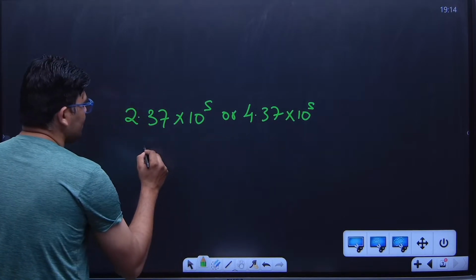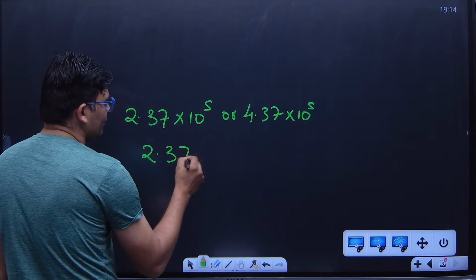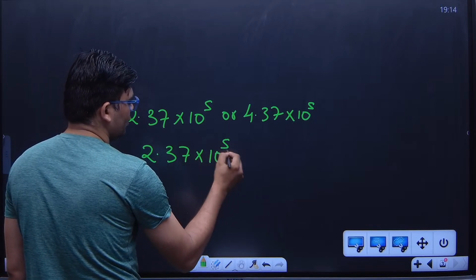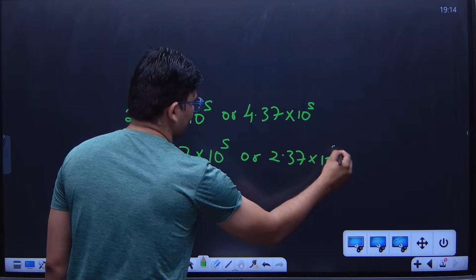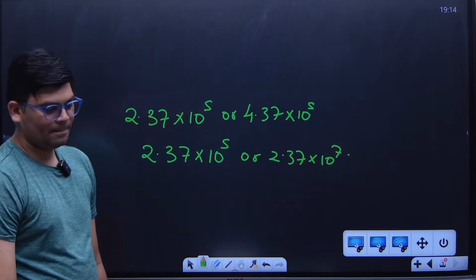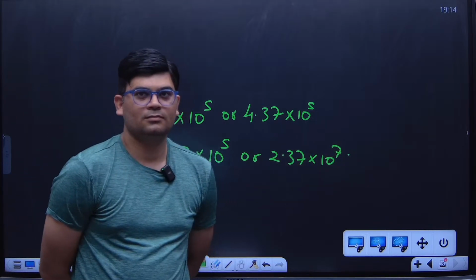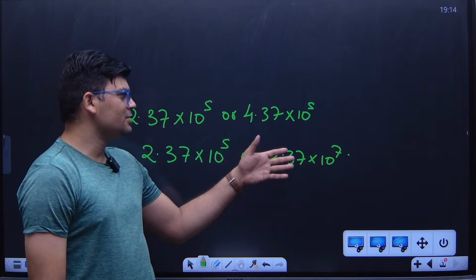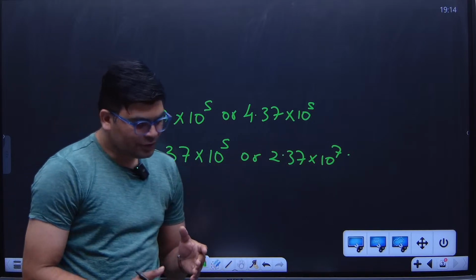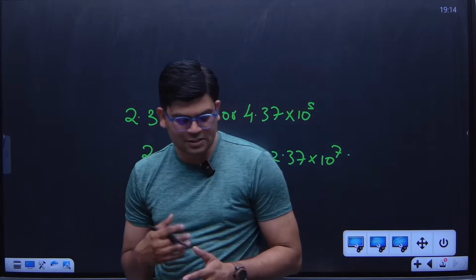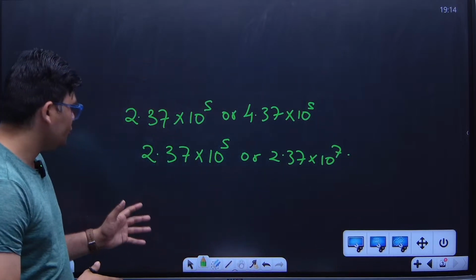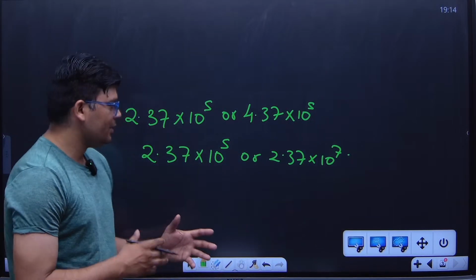4.37. Now I am going to ask you 2.37 into 10 to the power 5 or 2.37 into 10 to the power 7. So you can easily make out. With time the tough questions will start. Don't worry. Right now I am making it slower but a bit easy.